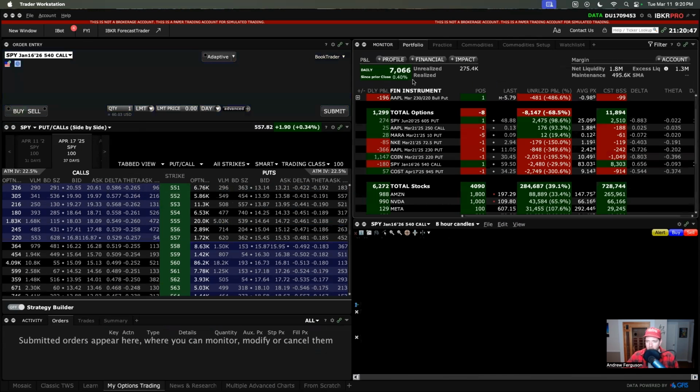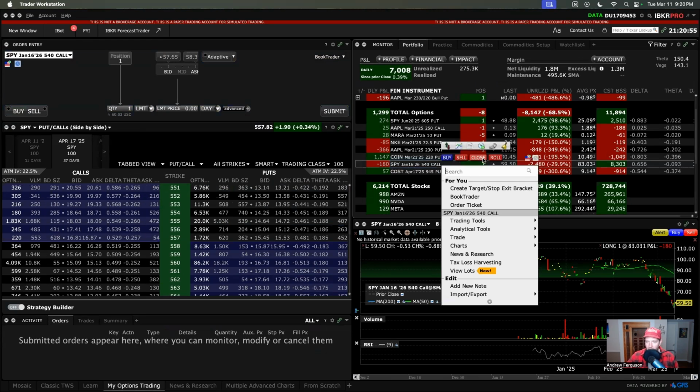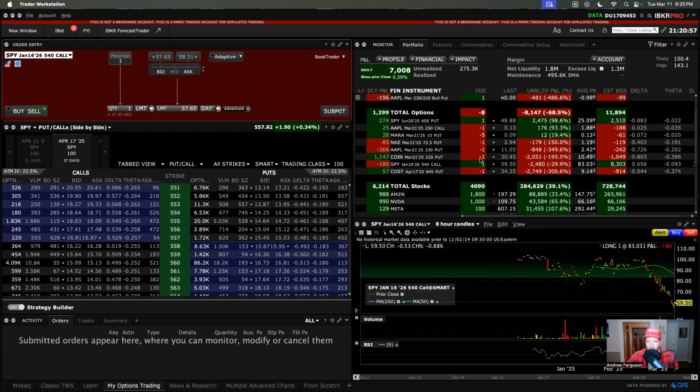I'm in my portfolio and I'd have a call option here that I bought. Let's say this one's showing a negative loss, but you'd go in here. Let's assume it's positive. We're going to right click on it and you can click on close position. That's going to bring up your order. You could then just sell it off to close it off, submit that, and lock in your profits that way.